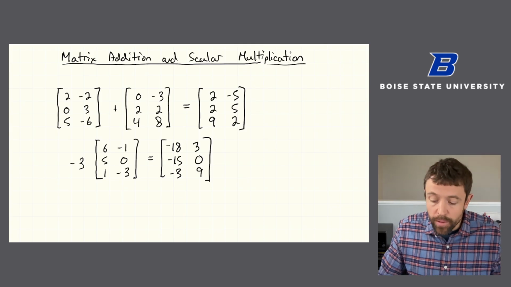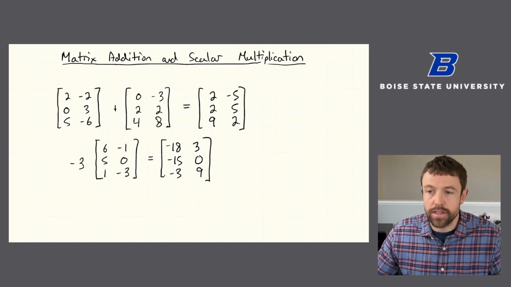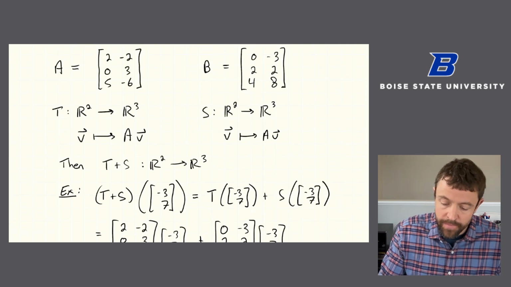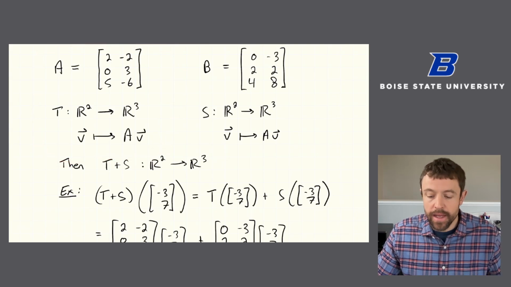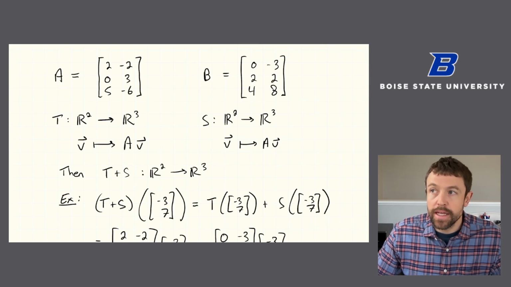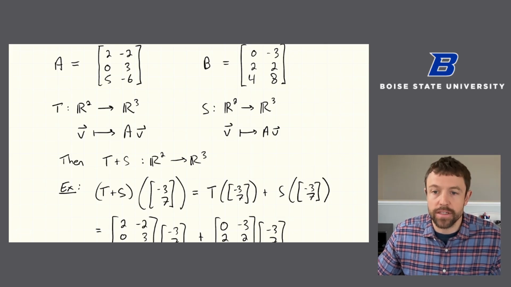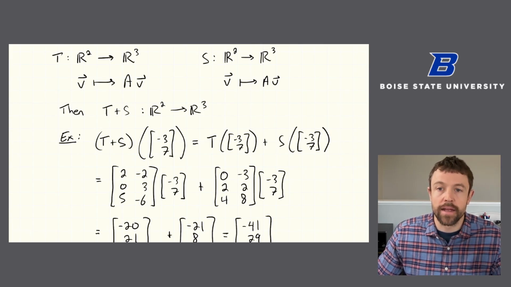I'm not going to go through it, but we could do the exact same thing for multiplication. So we could look at our linear transformation T defined here. And we could follow through what happens when we multiply this by a scalar. We could figure out what the matrix representation of that was, and it would be exactly the same as if we had multiplied the matrix A by that scalar. So this is why we define matrix addition and scalar multiplication this way. It's because it corresponds to adding and scalar multiplying linear transformations.